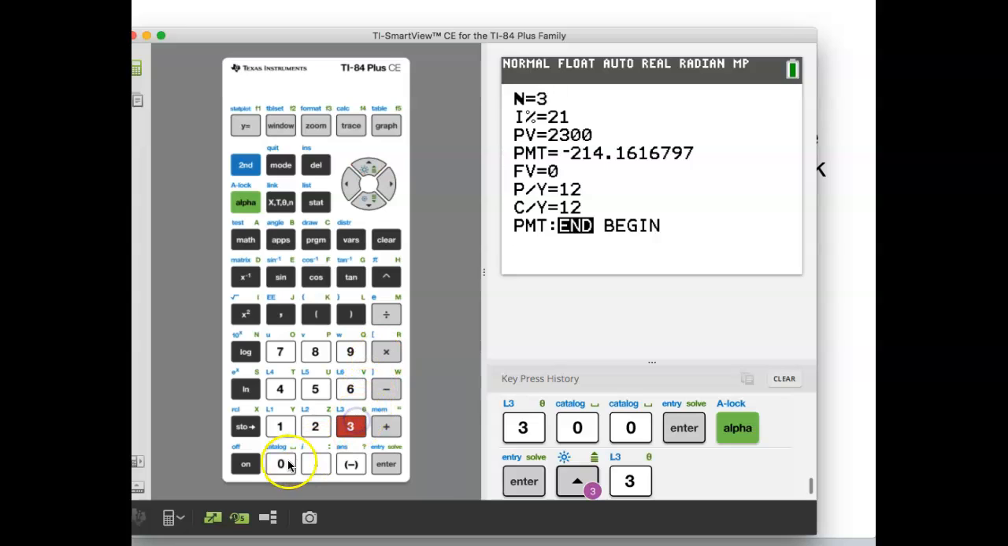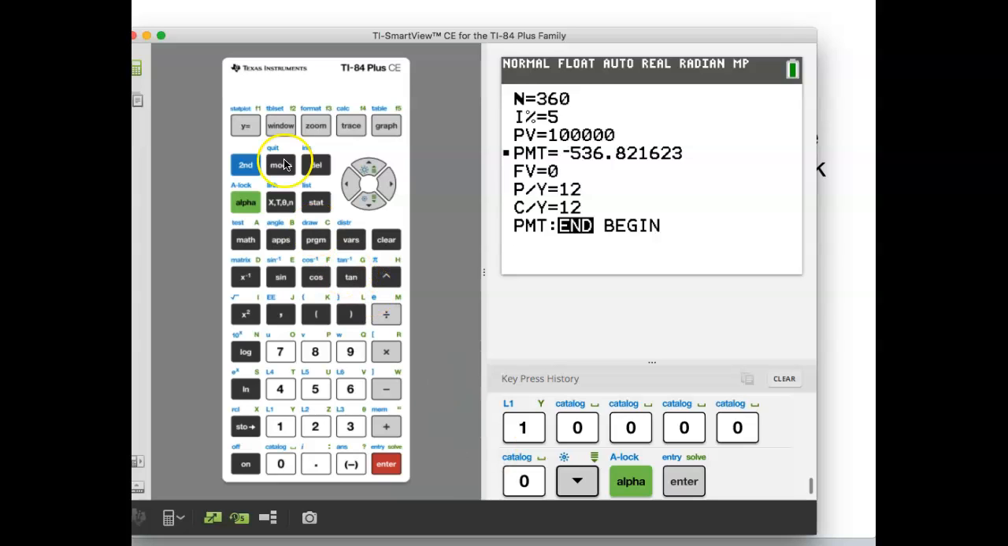So again, N is 30 times 12, so you end up making 360 payments on this. 5% interest rate, present value $100,000, future value 0. This is what I want to solve for. So alpha, enter. All right. So my monthly mortgage ends up being $536.82.